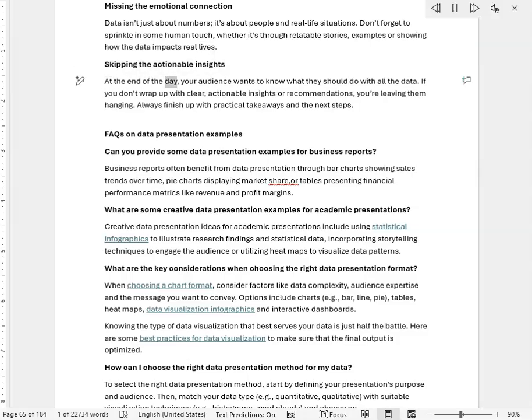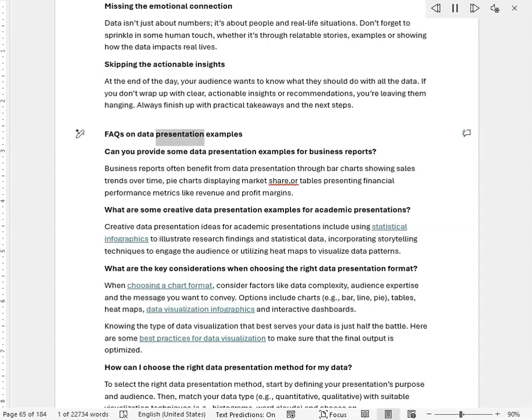Skipping the actionable insights. At the end of the day, your audience wants to know what they should do with all the data. If you don't wrap up with clear, actionable insights or recommendations, you're leaving them hanging. Always finish up with practical takeaways and the next steps.